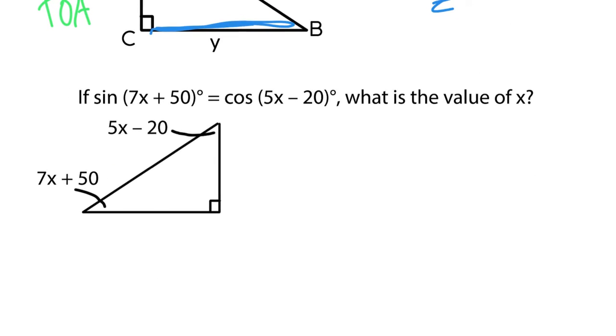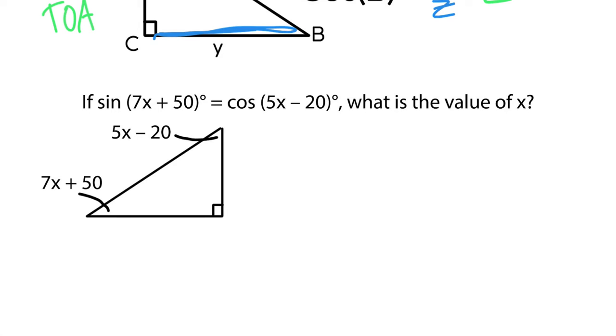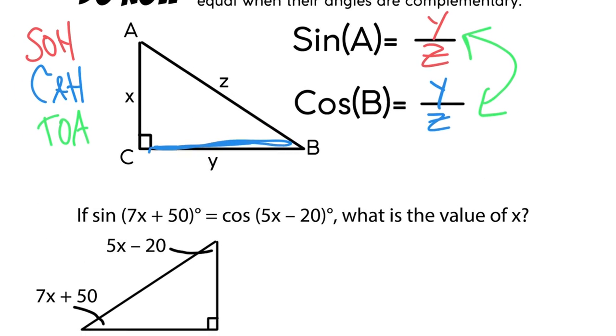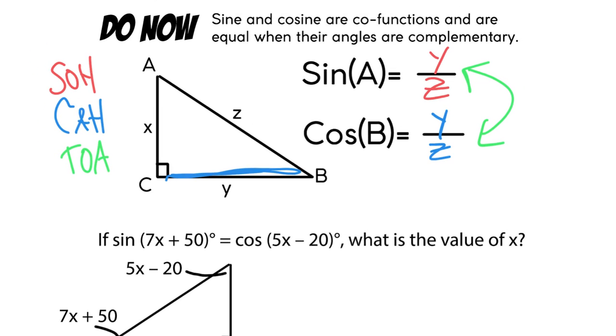All right, so let's move on and take a look at this. It says, if sine of 7x plus 50, which we have right here, equals the cosine of 5x minus 20 degrees, what is the value of x? How are we going to approach this? Well, just a moment ago, we read that they are equal. They're cofunctions and they're equal and the angles are complementary. So what can we do?